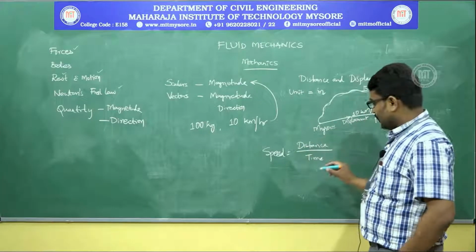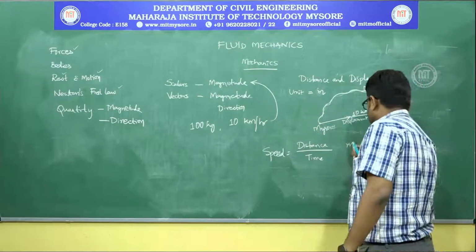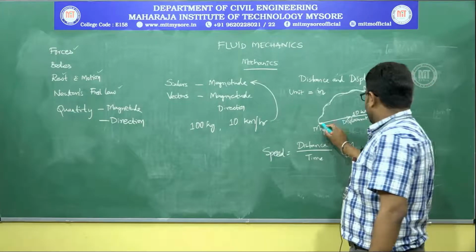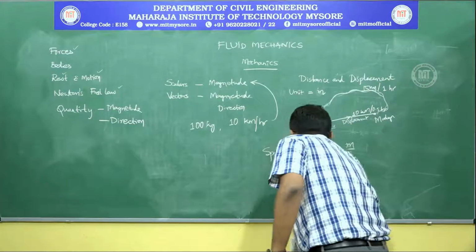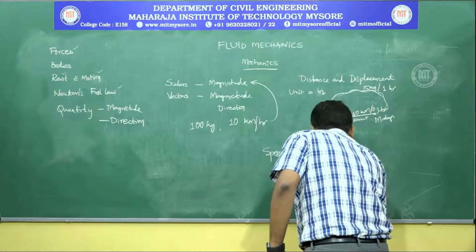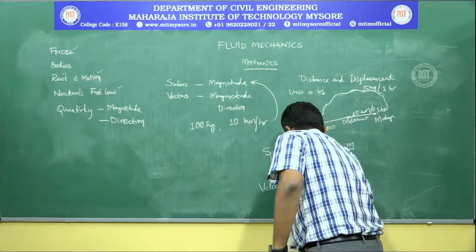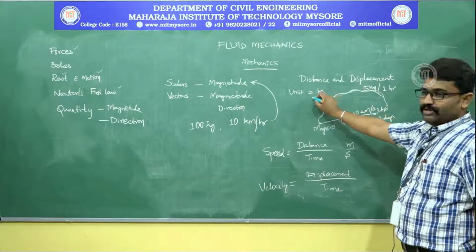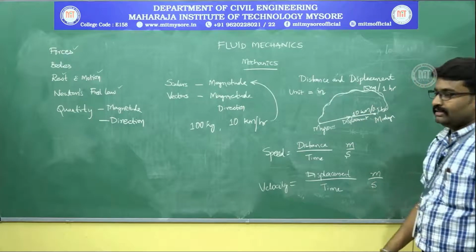Speed is nothing but distance travelled per time taken, or time taken to cover a certain distance. The unit will be meter per second. Similarly, I have told you that displacement is the shortest distance between the 2 points. Displacement by time is called velocity. I have told you that displacement also has the unit meter. So, the unit of velocity is also meter per second.